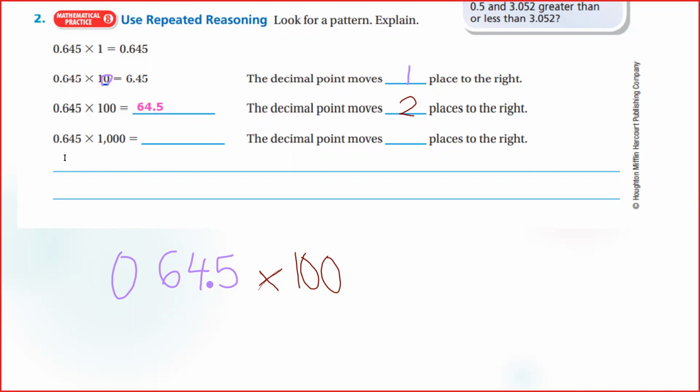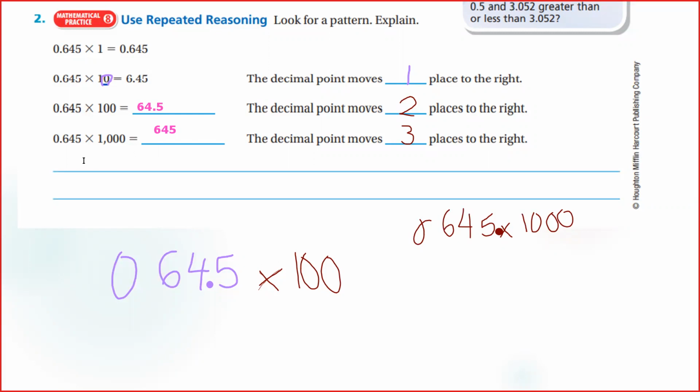Okay. Now, the third one. What do we have now? We have this number multiplied now by 1,000. How many digits to the right? Three. We need now to move this decimal point three digits: one, two, three. The number will be 645. Can I not put a point zero?